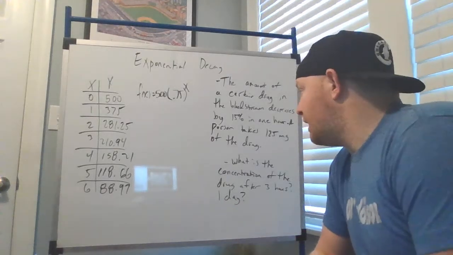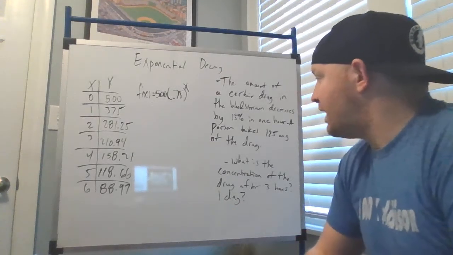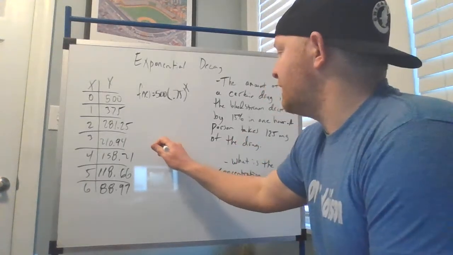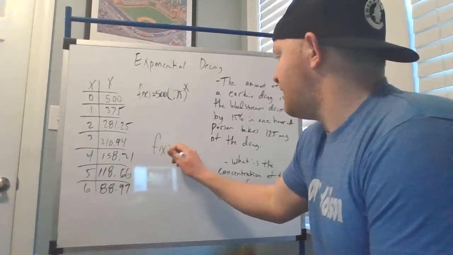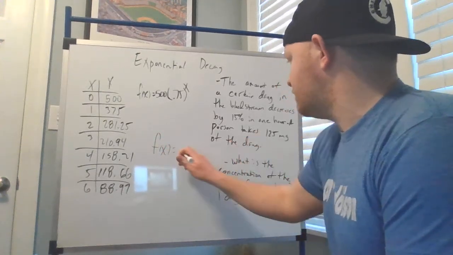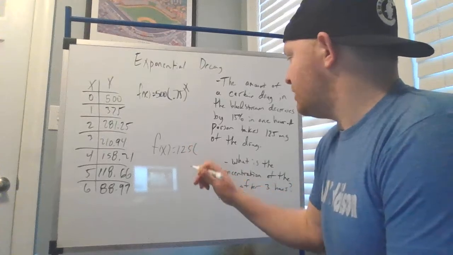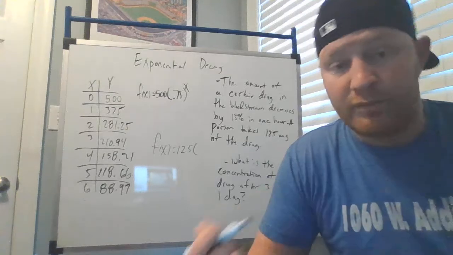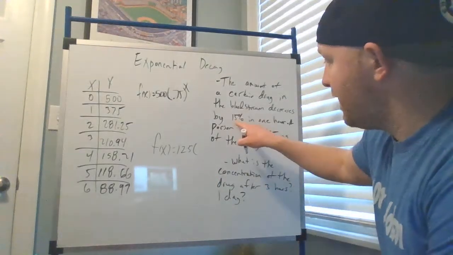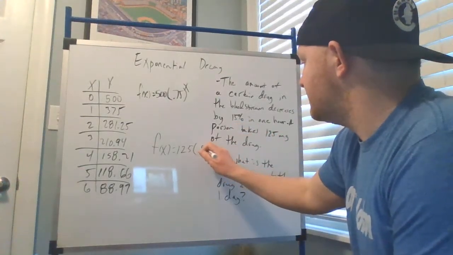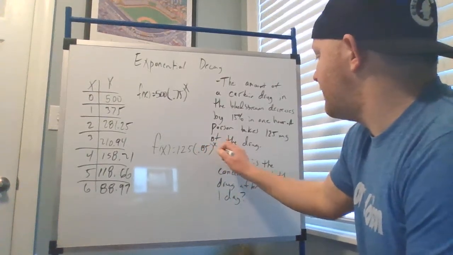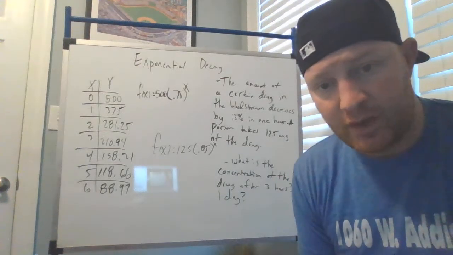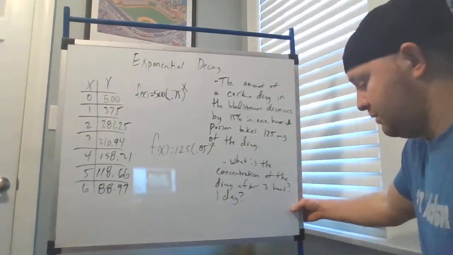Now, refresh your memory. Remember, you do not just go in there and put 0.15 in as the decay factor. Remember, this is f of x equals, the starting value is 125, and your decay factor, because it's decay, is 1 minus, not 1 plus, 0.15. So 1 minus 0.15 is 0.85 to the power of x. So that equation represents that situation. Hope you can see that okay.